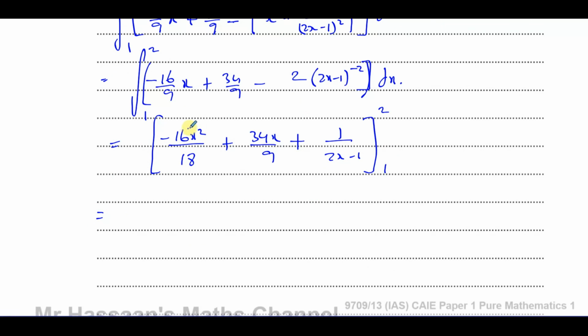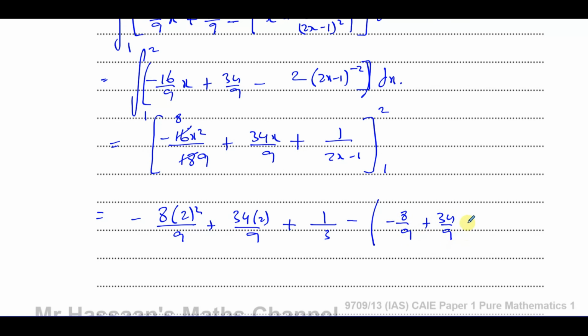So let's simplify this a little bit first. This is 16 over 18. 2 goes into both of those. That will be 8 over 9. So you have minus 8 times 2 squared over 9 plus 34 times 2 over 9 plus 1 over 3, minus, and then you're going to have minus 8 over 9 plus 34 over 9 plus, we put 1 instead of x, that will be 2 minus 1 plus 1 over, it's going to be just plus 1, because that will be 2 minus 1, which is 1.